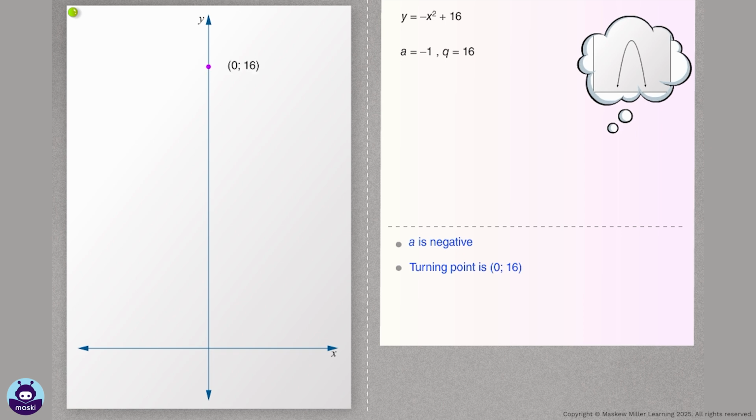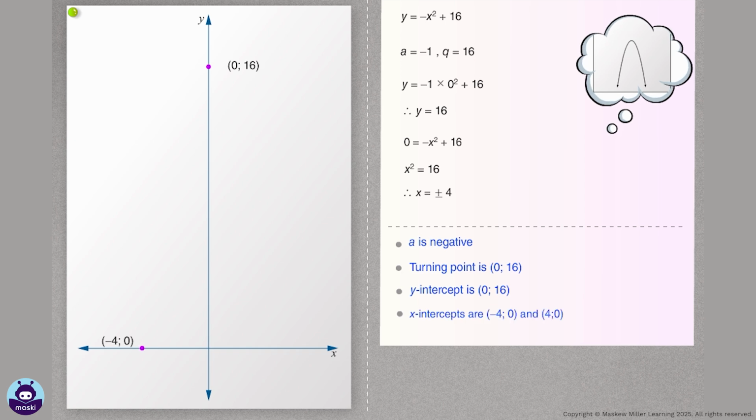The y-intercept is found by setting x equal to 0 in the function. y is equal to negative 1 times 0 squared plus 16. Therefore, y is equal to 16. The point 0, 16 is the y-intercept, which is also the turning point. The x-intercept is found by setting y equal to 0 in the function. 0 is equal to negative x squared plus 16. x squared is equal to 16. Therefore, x is equal to plus or minus 4. There are two x-intercepts, negative 4, 0, and 4, 0.